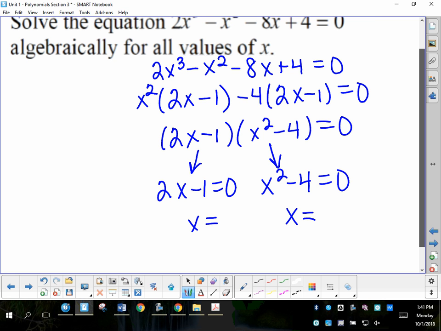Who can tell me what the one on the left would give us? If we were to go through and solve that, yeah, it comes out to be positive 1/2. You'd add the 1, divided by 2. You could actually write it out also. What would we get over here on the other side?